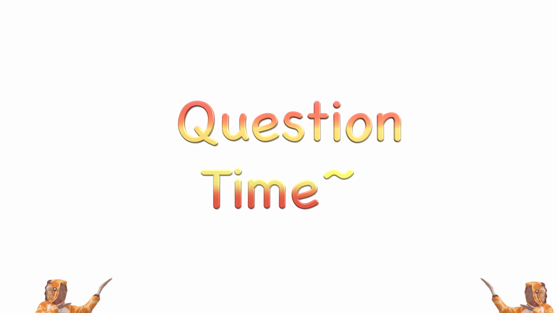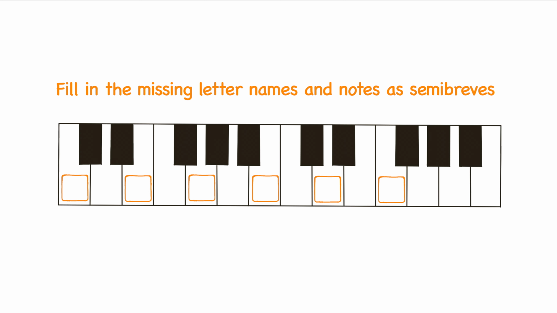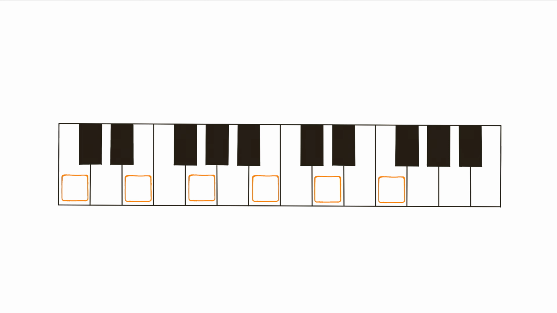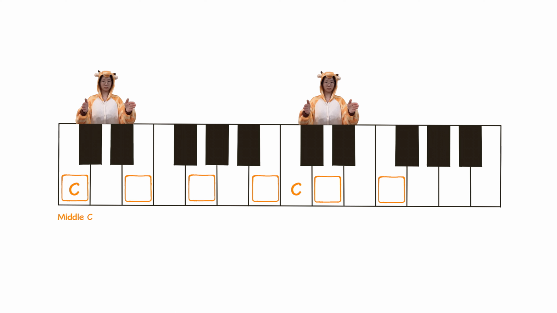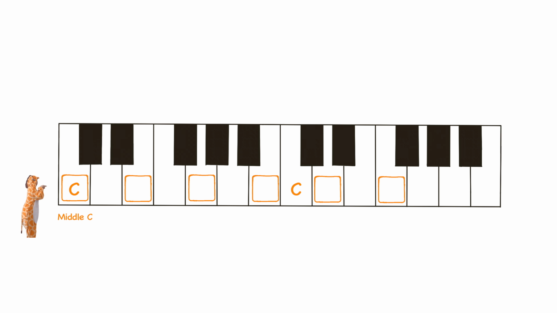Now, let's practice some questions. Let's try to fill in the missing letter names and notes as semibreves. This is middle C. Remember we said the black keys are grouped in 2 and 3. C note is just before the black keys that are grouped in 2. We can count from here.